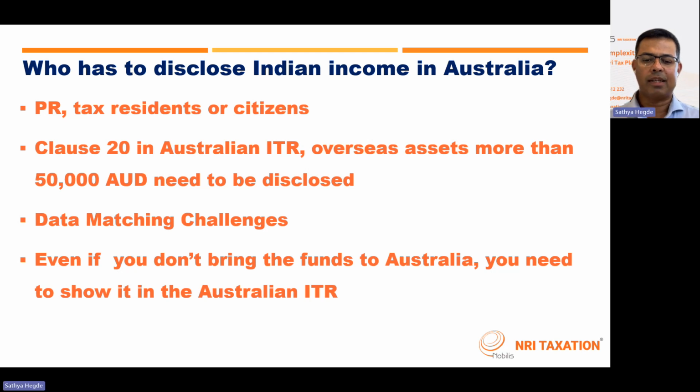If you are a permanent resident, a tax resident or citizen of Australia, you are taxed on your global income. That means any capital gains from your property sale or any other income must be disclosed in your Australian tax return. The system is getting smarter, and the data matching and overseas transactions are being tracked, and more people are receiving tax notices for undeclared foreign income. Even if you have already paid tax in India, you still need to disclose it here.